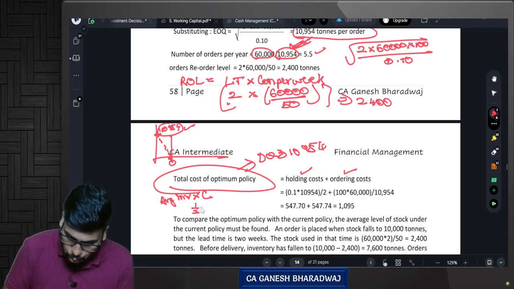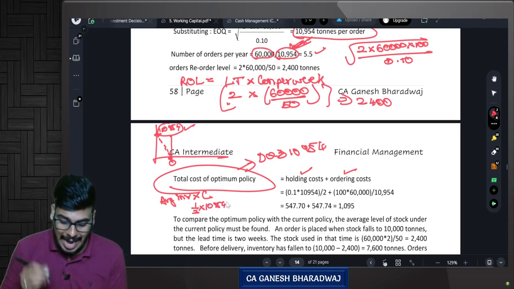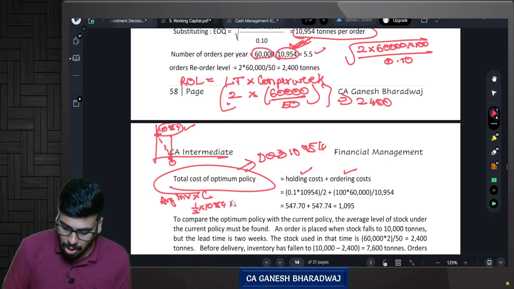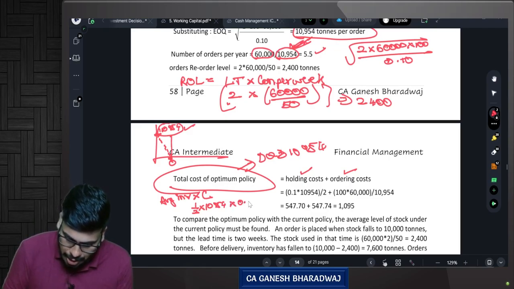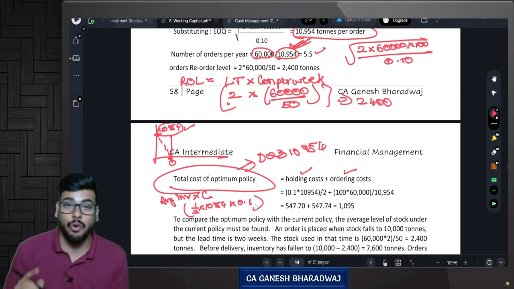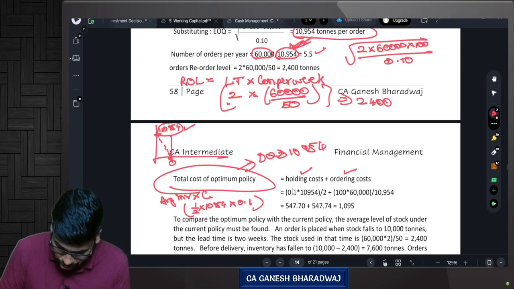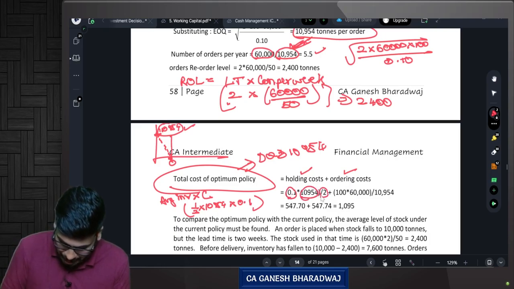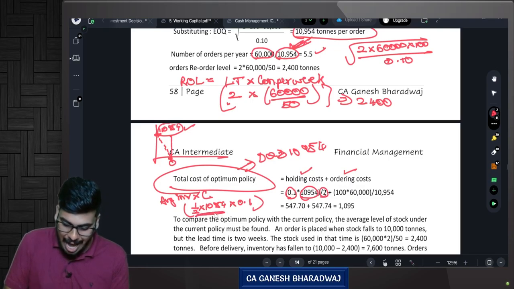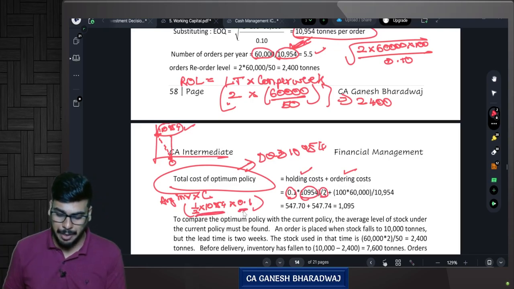So 1 by 2 into 10,954. This is going to be your average inventory into carrying cost per unit per annum, into 0.1. Are you clear with this? So this is going to be your overall holding cost or carrying cost. So 0.1 into 10,954 divided by 2. Why this divided by 2? This is nothing but average inventory into carrying cost per unit per annum.